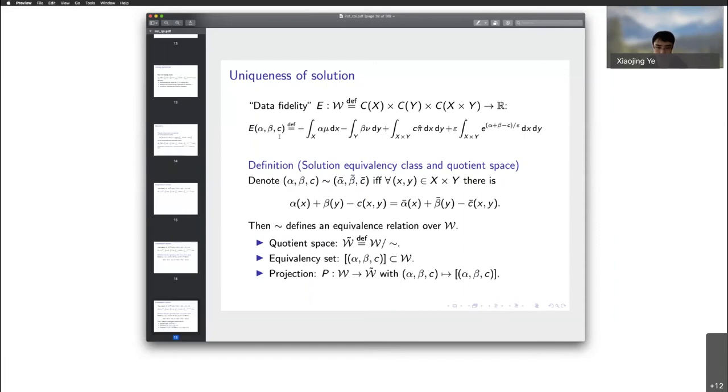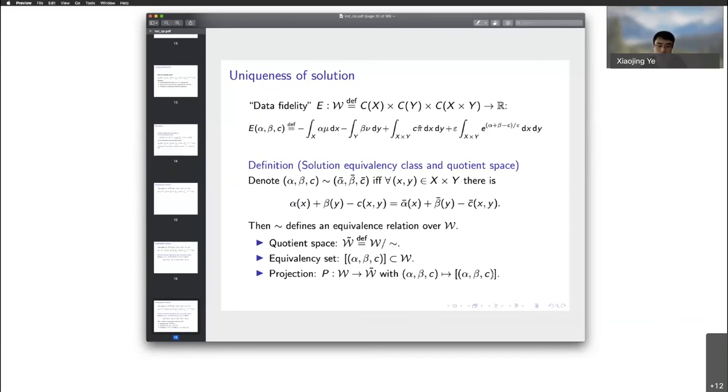Okay, so because of this equivalence relation, we can define the quotient space. This W is actually the choice of alpha, beta, and C. The equivalence just means that we do this partition using this equivalence relation. And one equivalence set is all the alpha, beta, C that have this equivalence relation. Then a typical projection is that if you have alpha, beta, C, you can always project to the representative of the equivalence class.